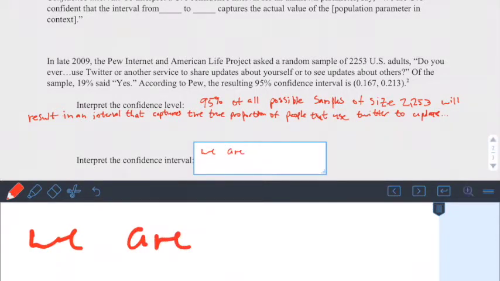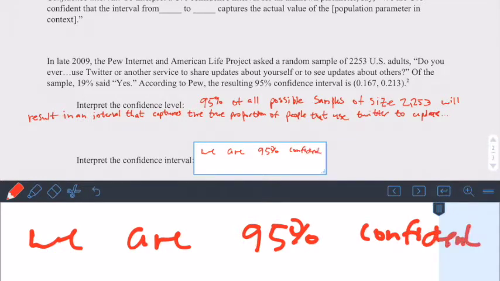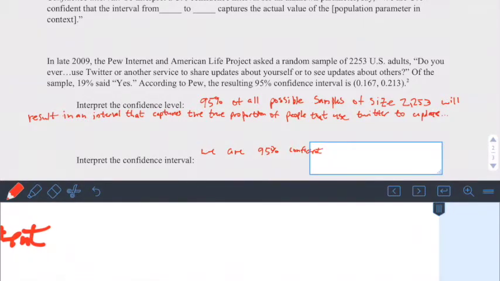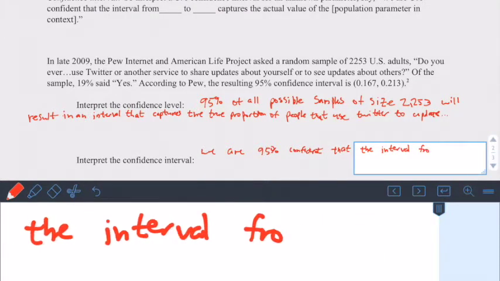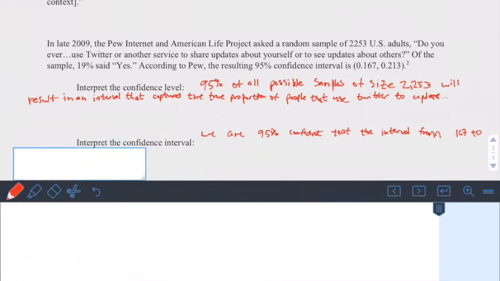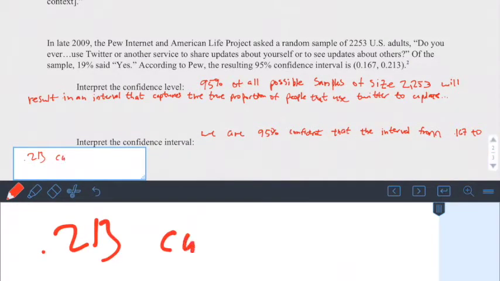We are 95% confident that the interval from 0.167 to 0.213 captures the true proportion of people who share updates or see updates on Twitter.